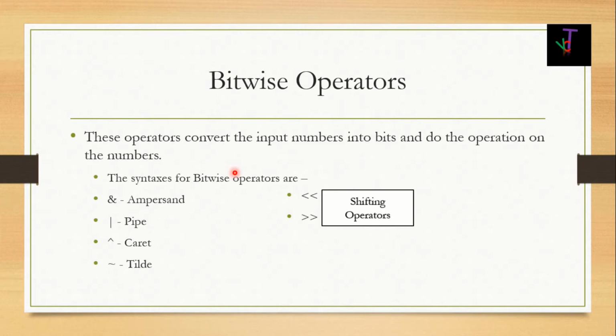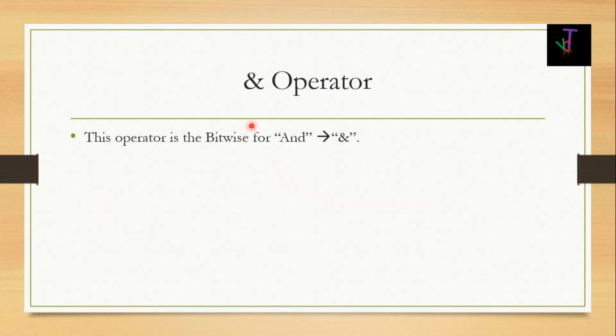These operators convert the input numbers into bits and do the operation on each bit. The syntaxes for the bitwise operators are ampersand, pipe, caret, tilde, and these two are the shifting operators. Now moving on to the ampersand operator. This operator is the bitwise for AND.